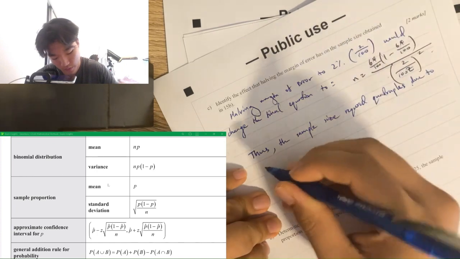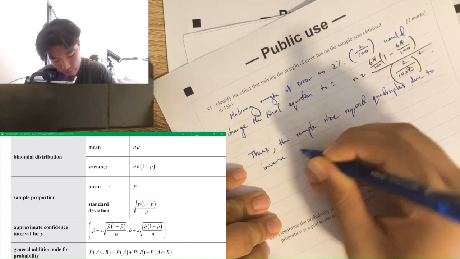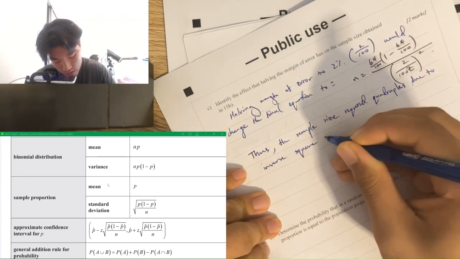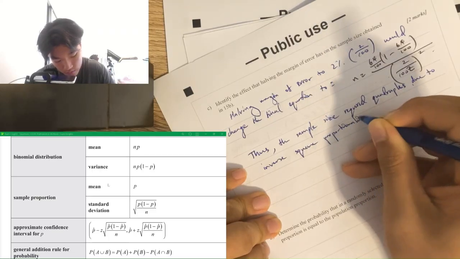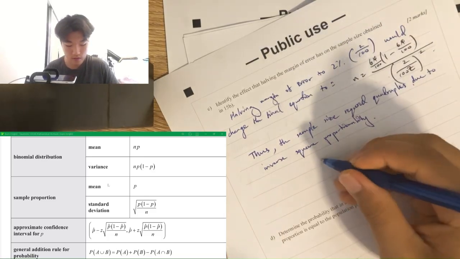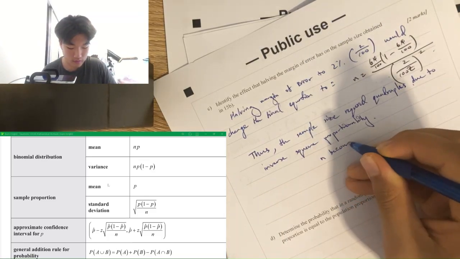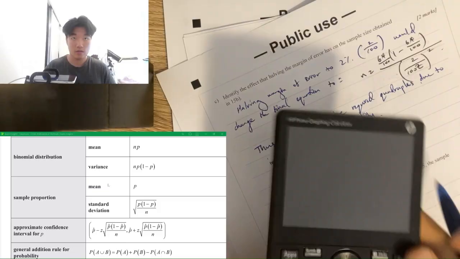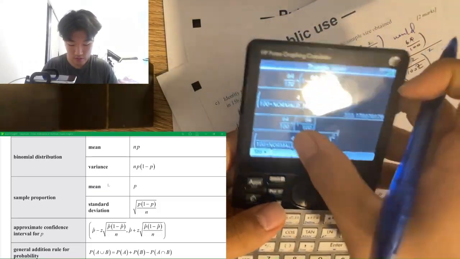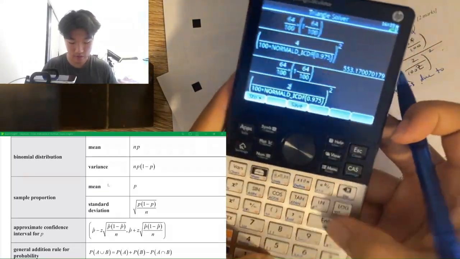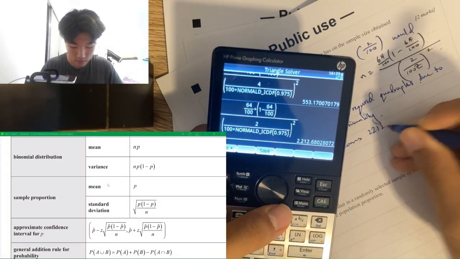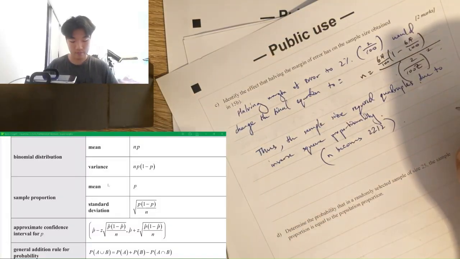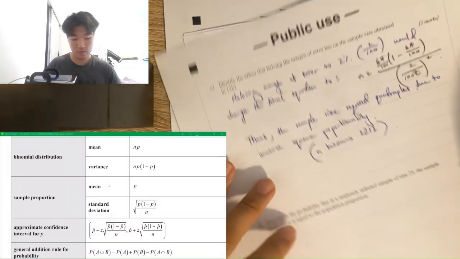Due to inverse square proportionality. Let's actually calculate it, since we can just change it in the calculator. It's pretty quick. 2,212. Yep. Okay.